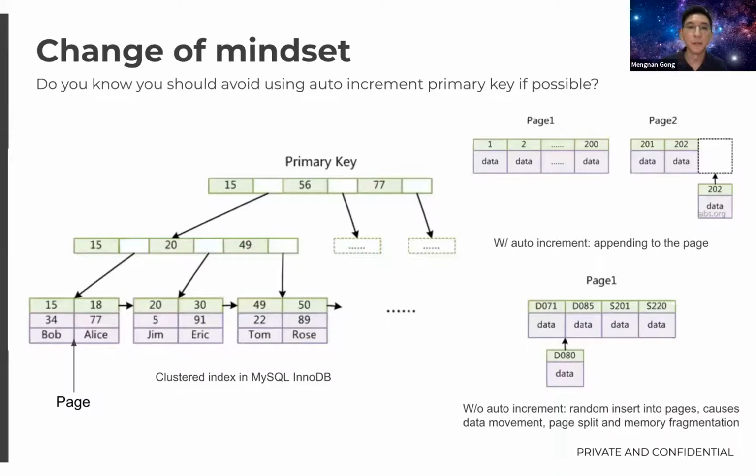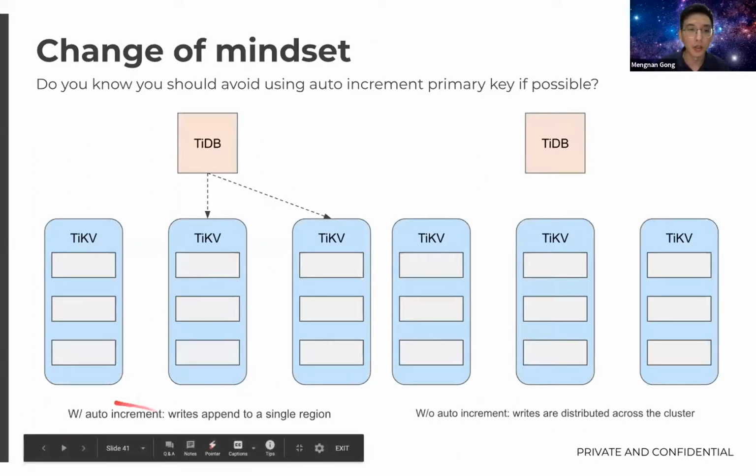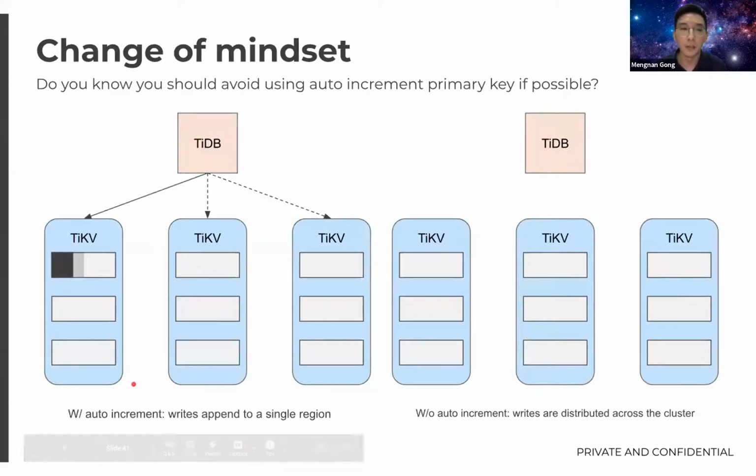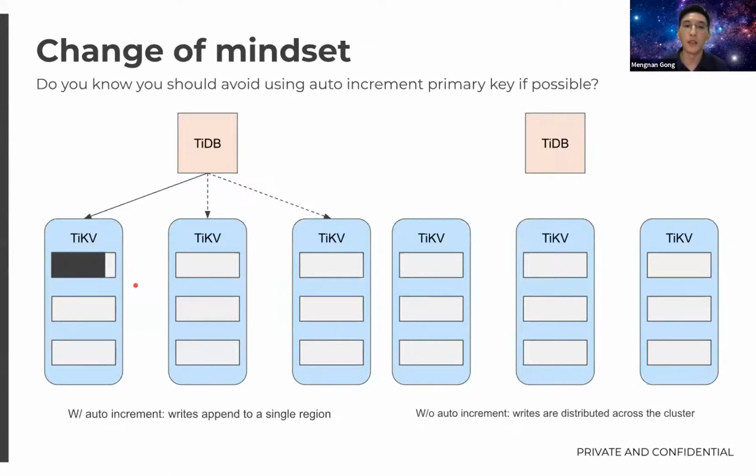After that, we're going to show you why TiDB doesn't need that. Firstly, for the auto increment primary key, if you do that on TiDB, mostly all the data will end up in one of the regions on one of the TiKV nodes.